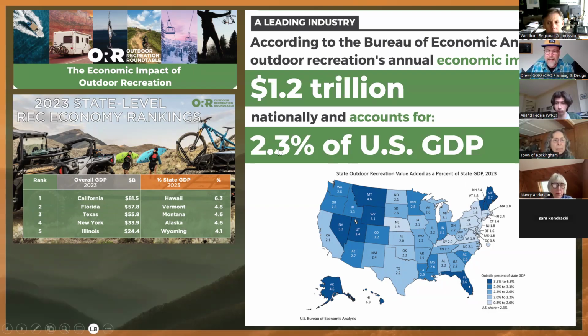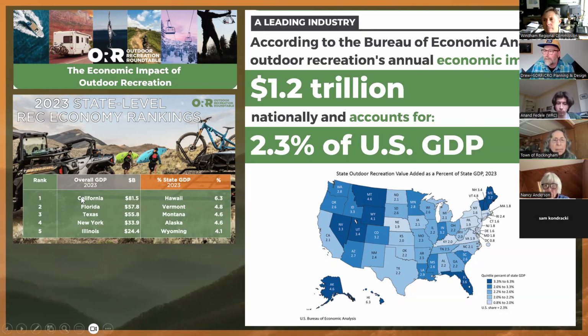2.3% of the GDP nationally is in outdoor recreation spending. That includes things like RVs and outdoor gardening and things like that. So it's a pretty generous definition of outdoor recreation, but it does include a lot of things. Really importantly, on the national level, Vermont is ranked number 2 for the percent of our GDP that's related to outdoor recreation. We're second only to Hawaii.